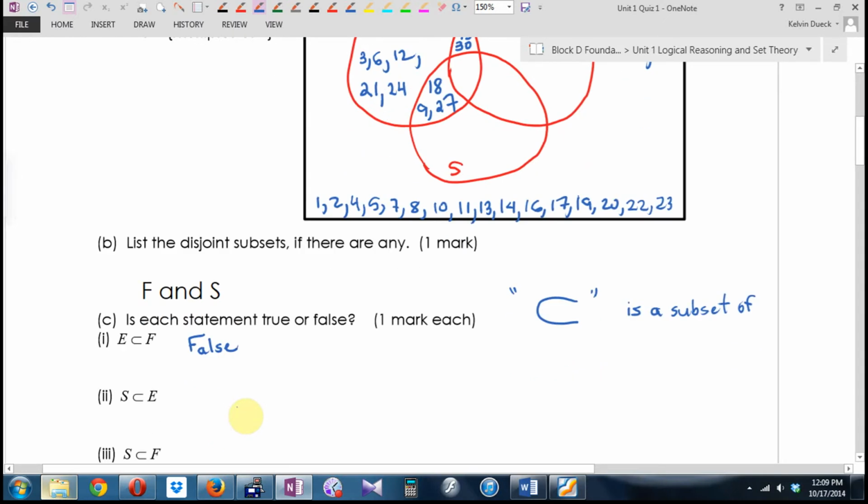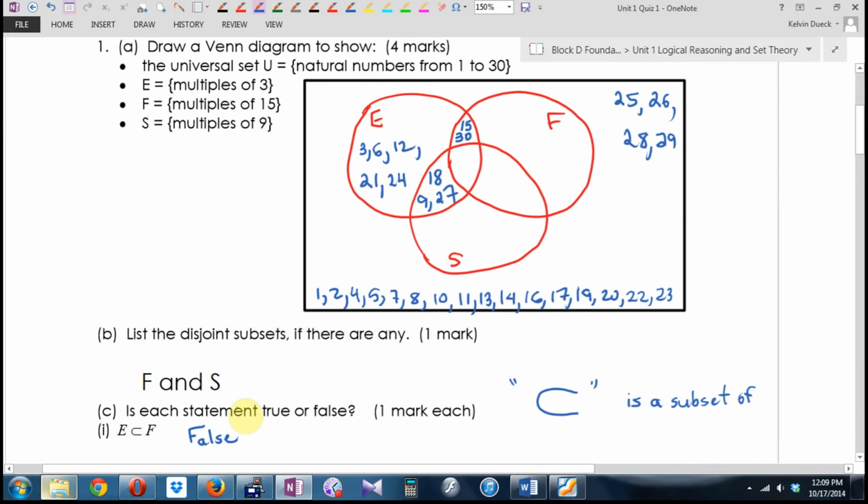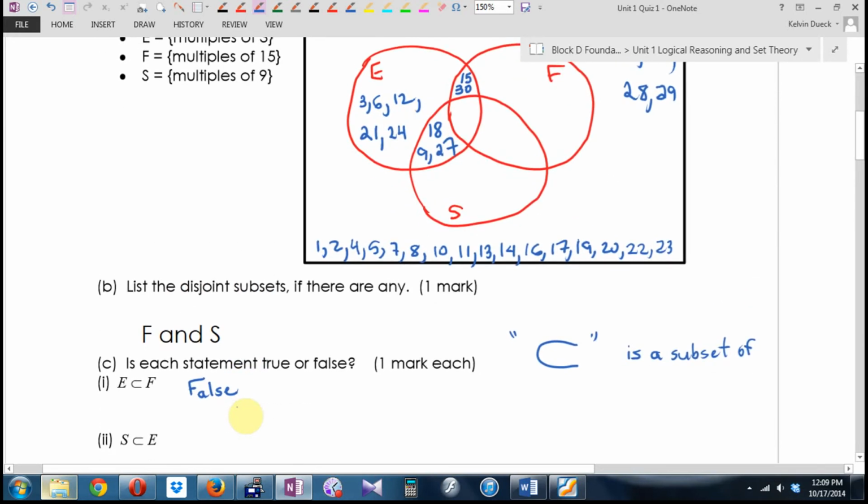Is S a subset of E? If 9 goes into a number, does that automatically mean that 3 goes into that number? Well, do I have anything here in S that's not inside E? In the diagram, everything that's part of S is part of E. And in English, yeah, if 9 goes into a number, then automatically 3 goes into that number. Absolutely and positively it does.